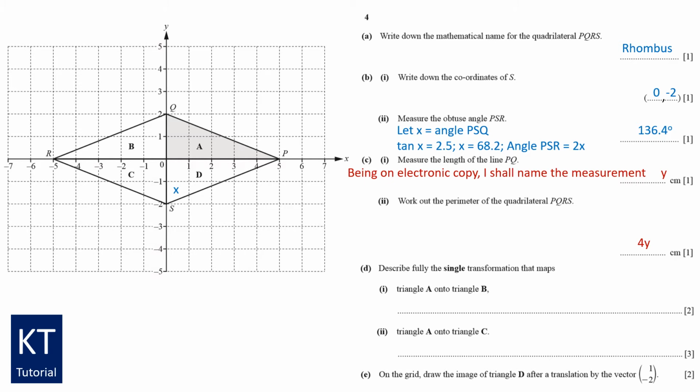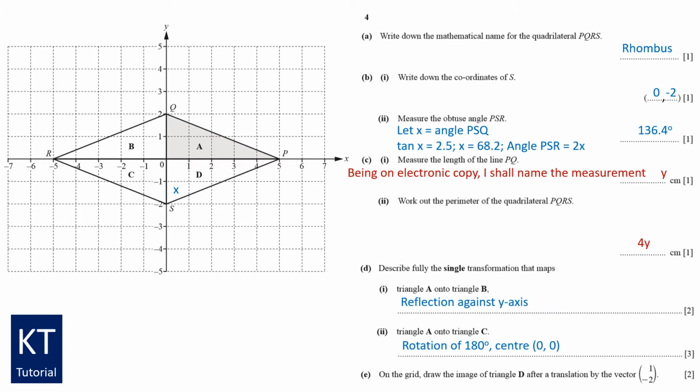Next, describe fully the single transformation that maps triangle A onto triangle B. This is a reflection against the y-axis. Next, describe fully the single transformation that maps triangle A onto triangle C. This is a rotation of 180 degrees with center at 0, 0.